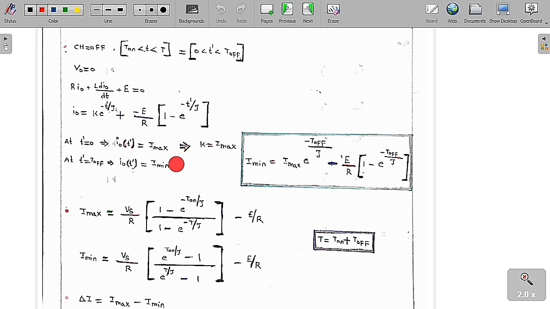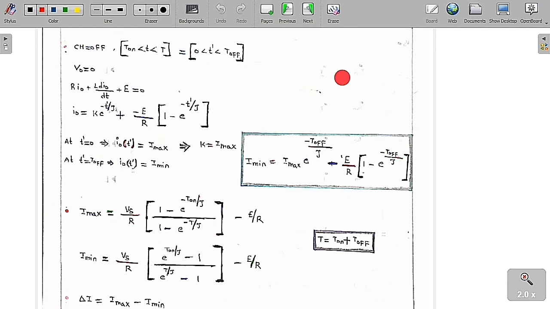Because t dash is equal to 0 means I am going to get I naught at that point, which is equal to I maximum. So we get K is equal to I maximum. If you substitute t dash is equal to t off, then we are going to get I naught at t off, which is nothing but I minimum. So if you substitute, we are going to get this equation. When the chopper is on, we got the equation for I maximum.